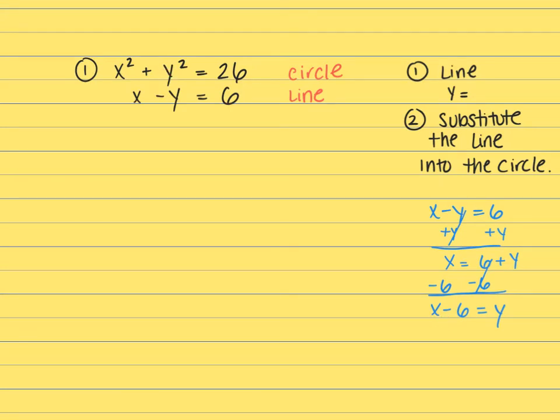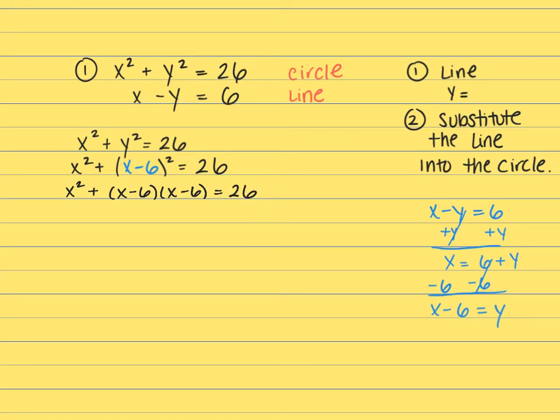So we always start with the circle. So x squared plus y squared equals 26. And instead of y, I'm going to put my line of x minus 6. All right. So now we have to solve. So this x minus 6 squared, we have to double distribute. So if it helps, write it out. So we have x squared plus x minus 6 times x minus 6.